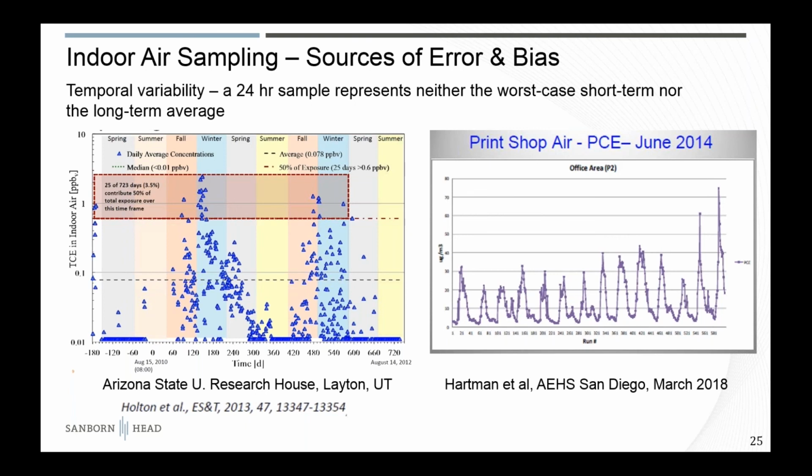But the point is, a 24-hour sample represents neither the worst case short-term nor the long-term average. This is an industrial facility, again, continuously monitored over about 2 weeks. And you can see the fluctuations here in PCE in indoor air that actually tied into the operations of the HVAC system. So again, going in here and taking an 8-hour sample, if this is a 3-shift operation, you may be missing peaks here that are occurring when the HVAC system is being turned down overnight.